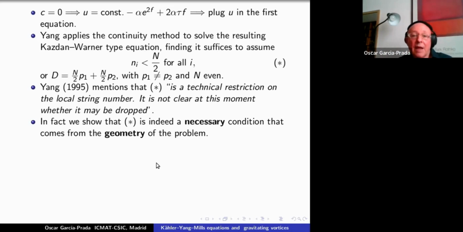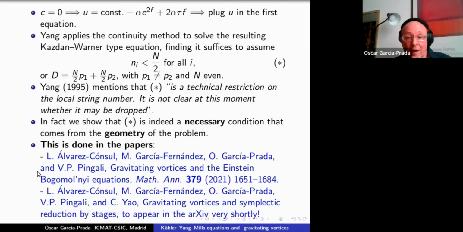Now, the fact is that this condition is indeed a necessary condition. And this condition actually comes from the geometry of the problem. It's not a technical condition. It comes from the algebraic geometry of the problem. I'll try to explain this. The study of this is done in two papers. The first paper, in which Luis, Mario, and I had another collaborator, Vamsi Pingali, appeared already in Math. Annalen in 2021, and then a second paper in which we added another author, Chengjian Yao, should be appearing at the beginning of next week on the arXiv.